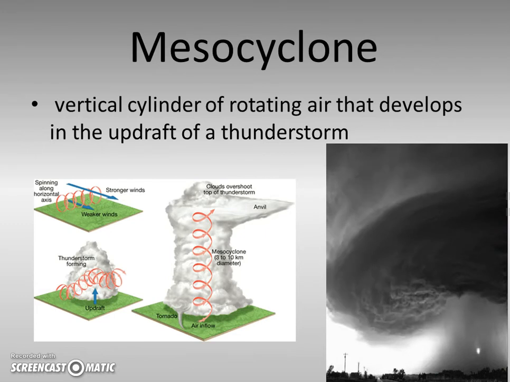Mesocyclone, this is what you have to have if you're going to have a tornado occur, evolve and develop. It's a vertical cylinder of rotating air, and it's going to develop in the updraft of a thunderstorm. So you have this spinning type of air, and as the thunderstorm forms, it's going to kind of start this spinning in a vertical direction. And as you can see in the image here, it's a vertical spiral until it hits the top, and then it's got this portion of cloud that overshoots, and that's what we call the anvil or the head.